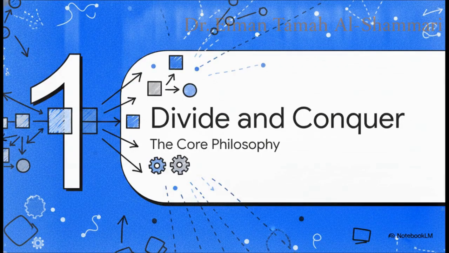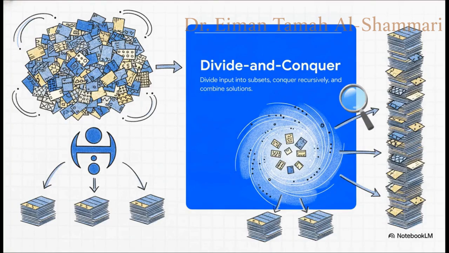Section 1. Divide and Conquer, the core philosophy. To understand how modern sorting achieves such incredible speeds, we have to start with the foundational engine powering it all. Imagine you have a massive, totally unwieldy problem. It's like trying to sort a completely shuffled deck of 10,000 playing cards. Doing that all at once? Absolute nightmare. Divide and Conquer steps in and says, don't.